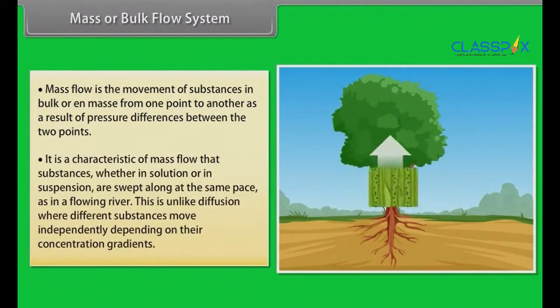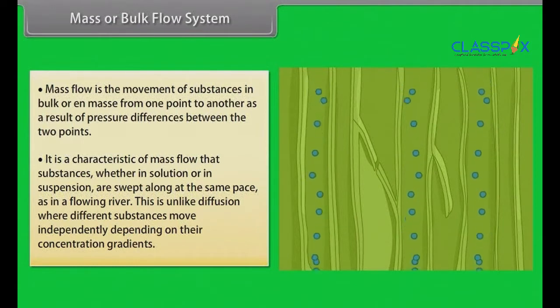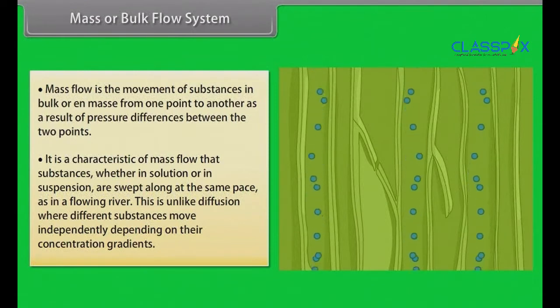It is a characteristic of mass flow that substances, whether in solution or in suspension, are swept along at the same pace as in a flowing river. This is unlike diffusion, where different substances move independently depending on their concentration gradients. Bulk flow can be achieved either through a positive hydrostatic pressure gradient, example a garden hose, or a negative hydrostatic pressure gradient, example suction through a straw.